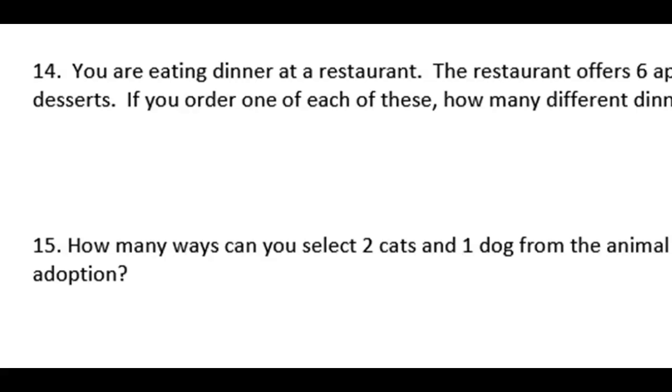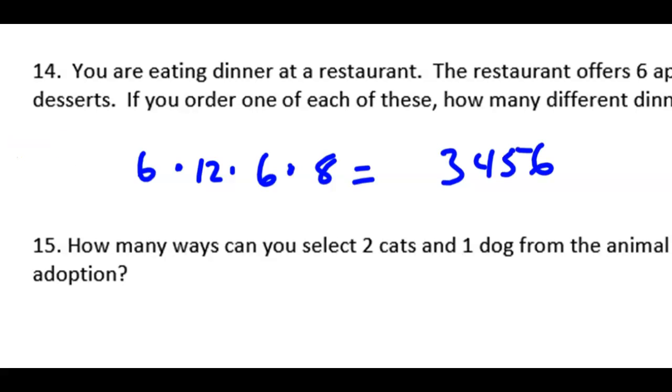14 says you are eating dinner at a restaurant. The restaurant offers 6 different appetizers, right? So 6 appetizers, 12 main dishes, 6 side orders, and 8 desserts. How many different dinners can you make? If you multiply that out, 3,456 dinners.